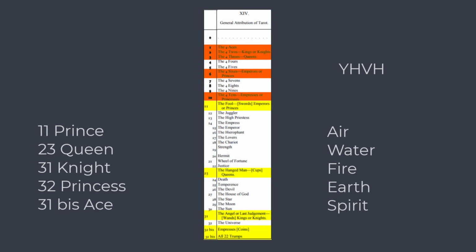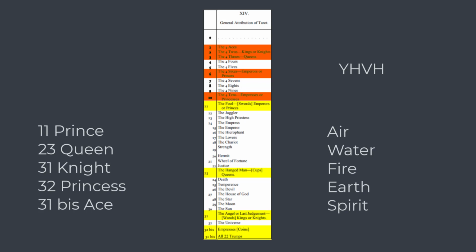The Golden Dawn gave two sets of attributions for the court cards. At the top with the orange stripes, you can see the ones that you're probably familiar with. Hokmah for the knight, Binah for the queen, Tiphareth for the prince, and Malkut for the princess. These are all in Yod He Vav He at the top. We also have the ace for Keter.